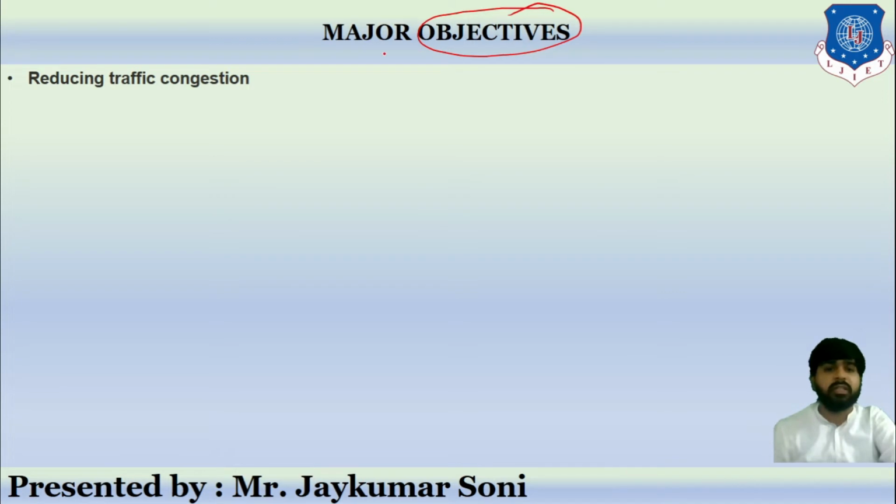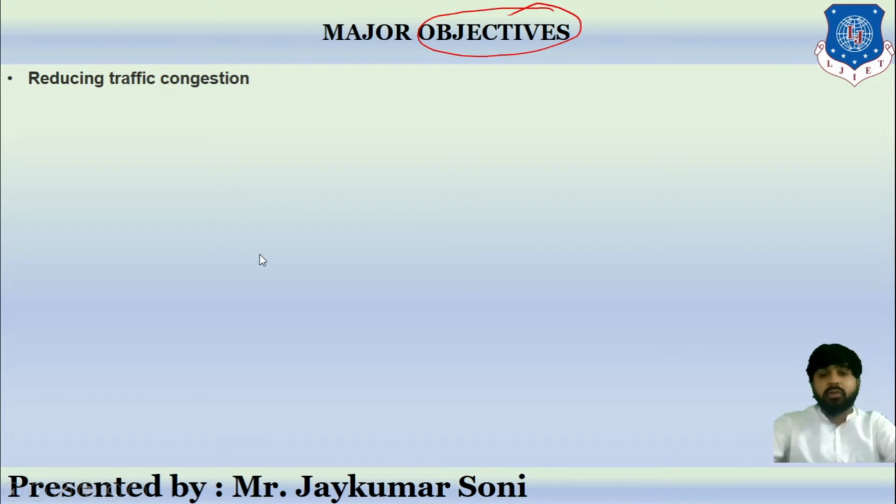So the first objective is to reduce the traffic congestion. In the last session, we learned that traffic system management is the combination of small measures. It is a package of small measures in which a high amount of cost is eliminated, and it aims to reduce the traffic and improve the efficiency of the existing conditions. So that is what traffic system management is all about. The first objective is the reduction of traffic.